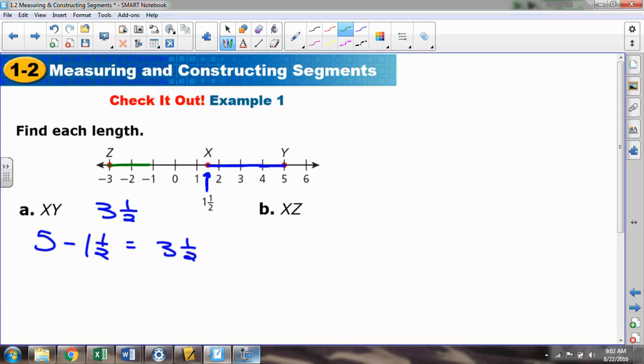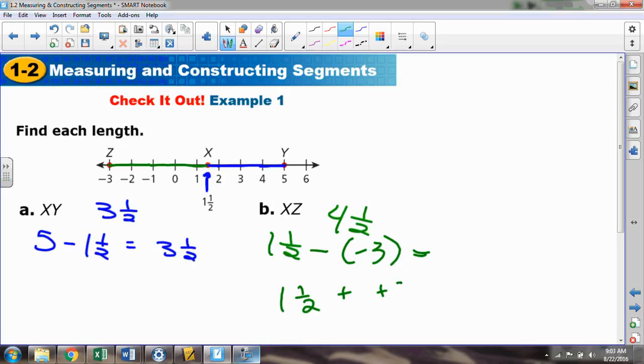One, 2, 3, 4, and a half. We could have also obtained that by taking 1.5, subtract a -3. Following add the opposite, 1.5, add a +3, still gets us 4.5. We can count, we can use arithmetic, there are multiple avenues to get us where we need to go.